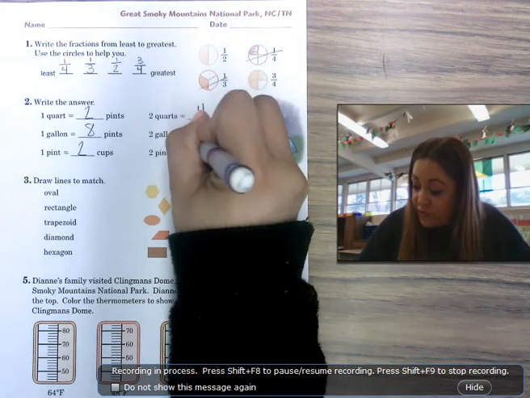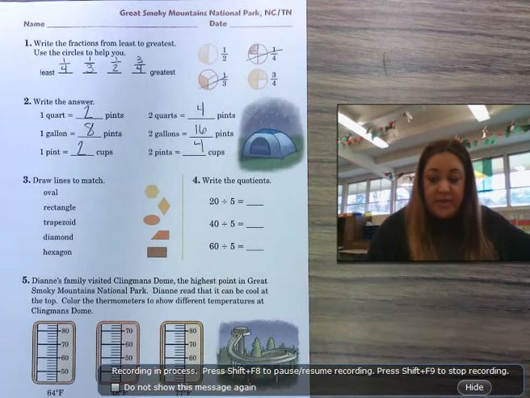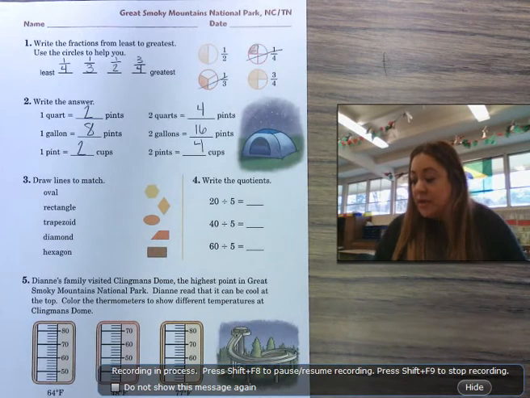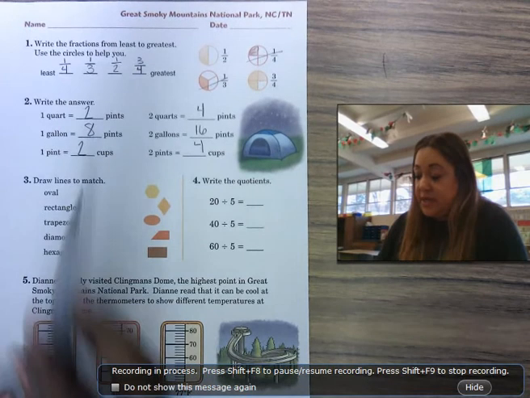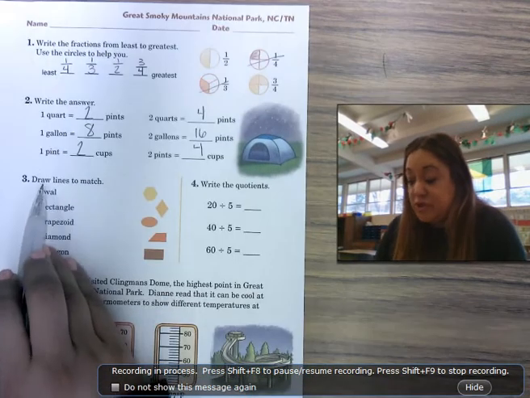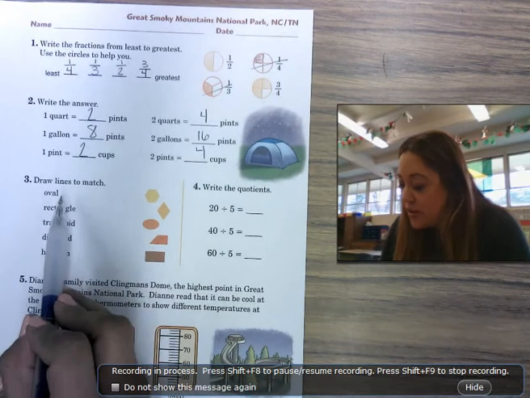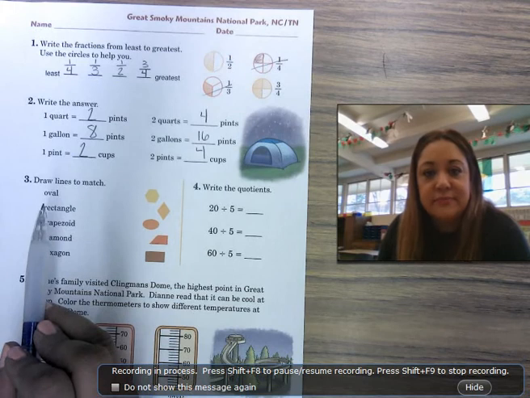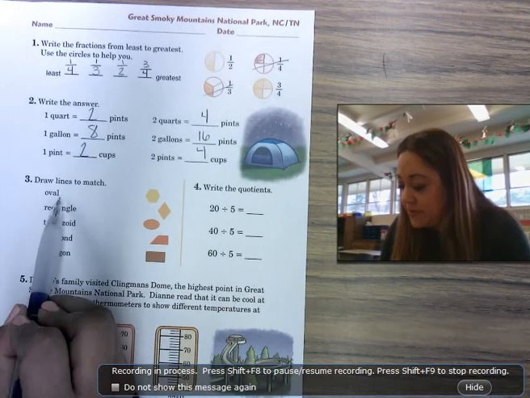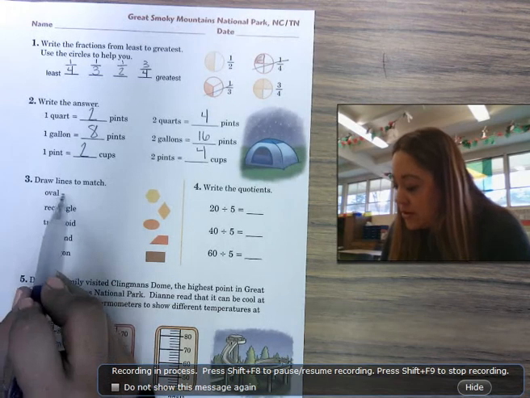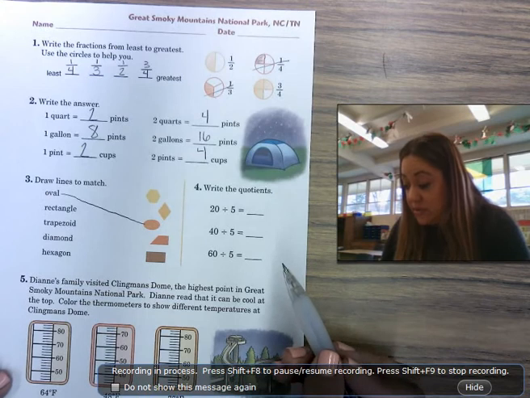All right, I think we're doing good. All right, so really quick, we are gonna go over number 3. Number 3 says oval. All we have to do is draw lines to match. Oh, we could do that. So oval, do I hear somebody talking? No talking. We're doing our lesson, shush. Okay, so oval goes here. Rectangle. Where's my rectangle? Right here.